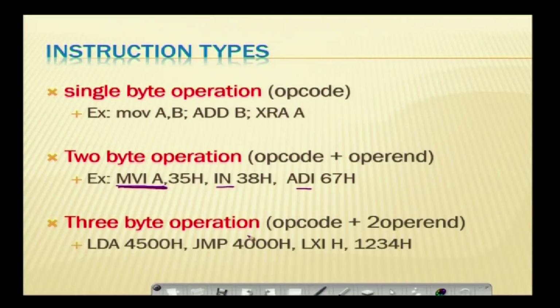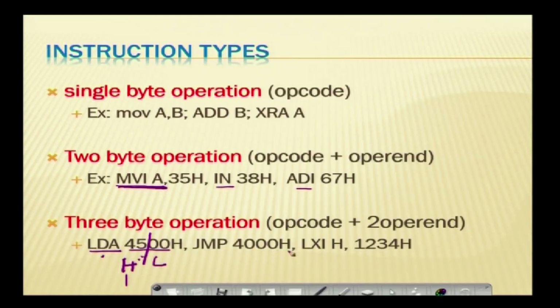In 3 byte instruction, one opcode with 2 operands. The opcode is LDA, 4500 is the operand. The operand may be an address or data. So, in this LDA instruction this is the address. So, 4500, this is the lower order address, this is the higher order address. 00 is the lower order address, 45 is the higher order address. So, these are the single byte, 2 byte and 3 byte instructions.